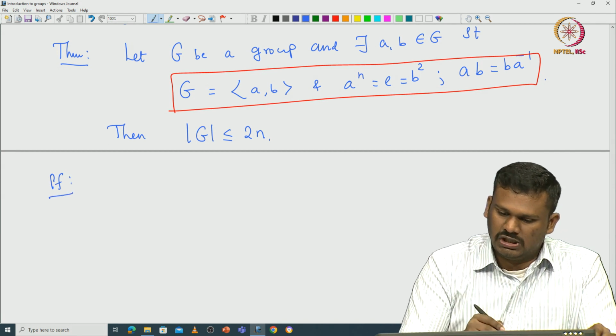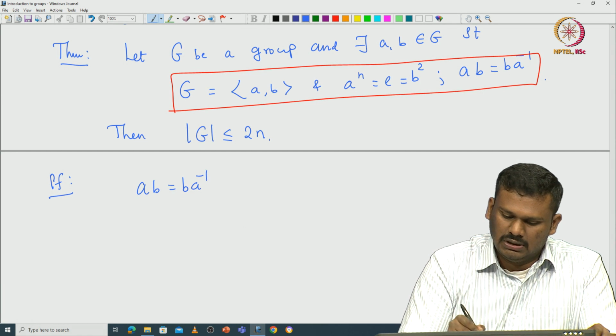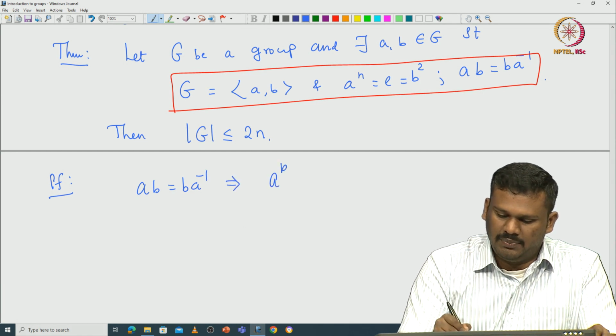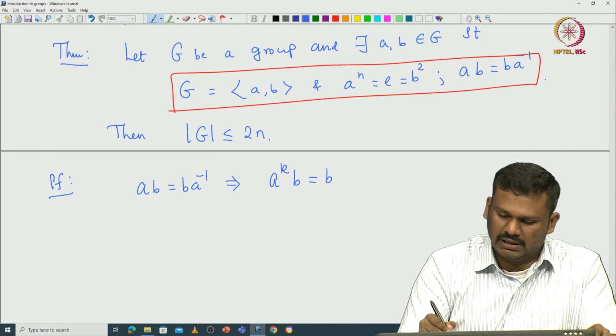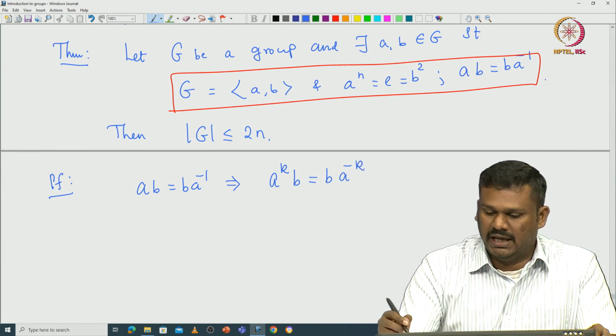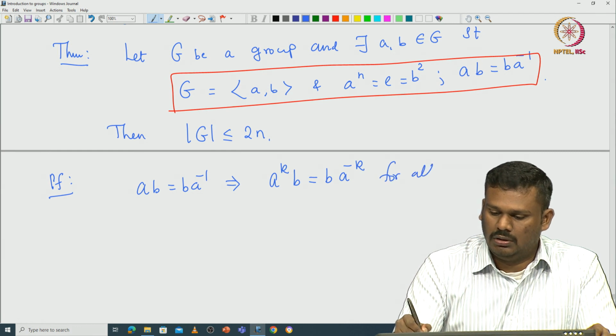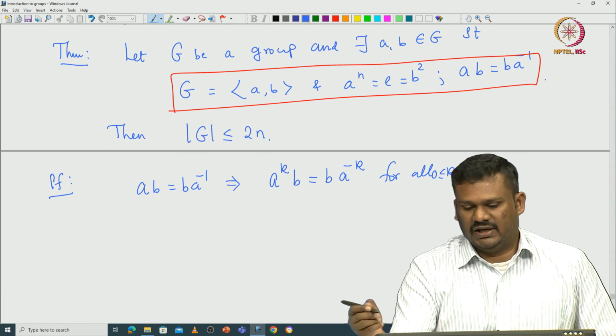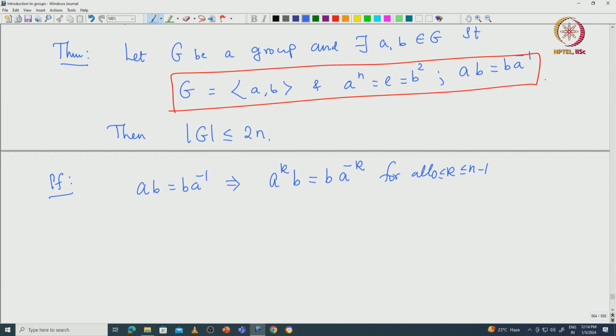First use these identities and see what you can tell. Now ab equals b a inverse, and from this you can immediately say that a^k b is exactly equal to b a^(-k), for k again from 0 to n minus 1, because when k is n it is just identity and there is nothing to check. This is easy to prove, just use induction to verify this. So I am not going to verify this.